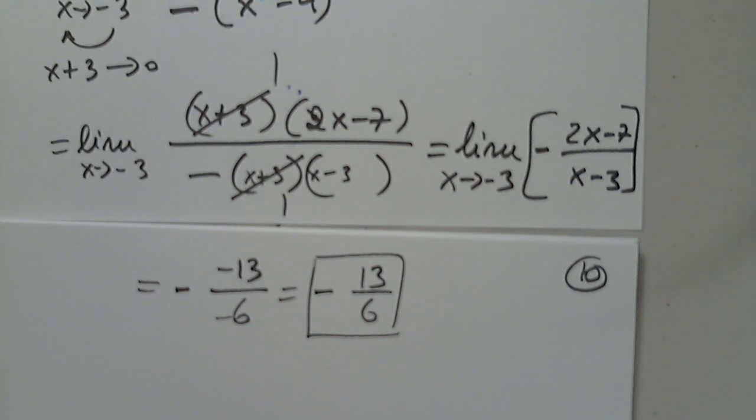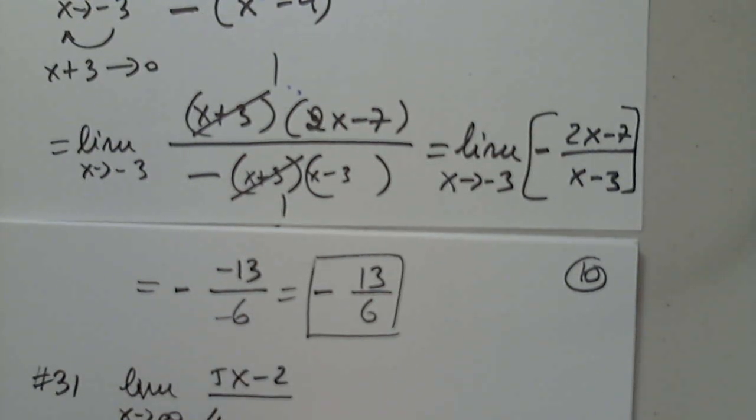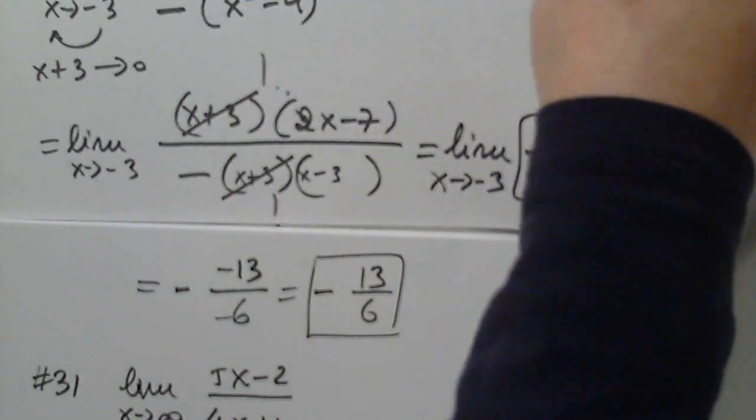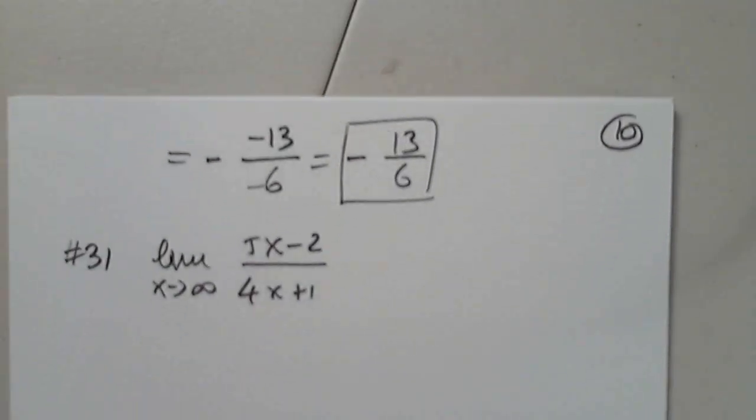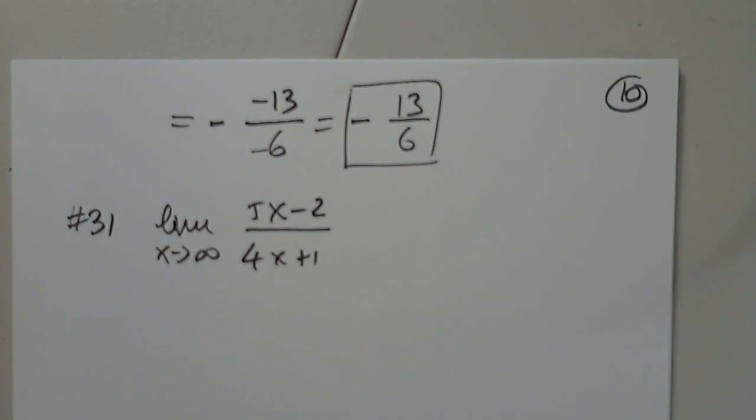Okay, I want to make one up. Or just look at, for example, 31. In 31, we have the limit as x approaches infinity of 5x minus 2 over 4x plus 1. Last one. Can anyone tell us how to proceed? What is the first step?